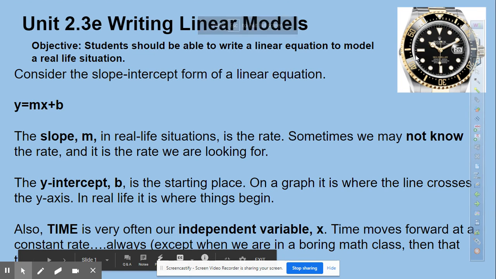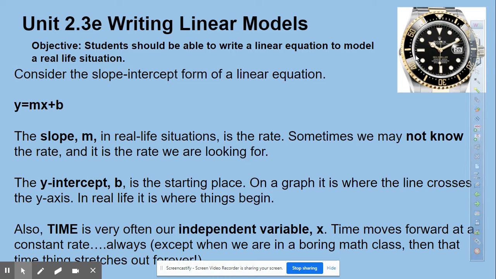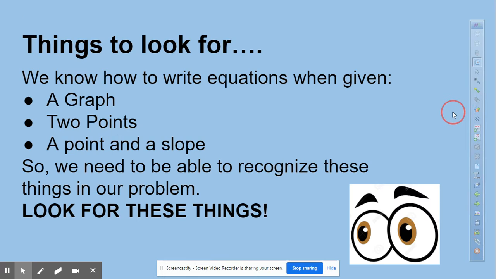All right, Unit 2.3e, writing linear models. The objective is that you should be able to write a linear model or an equation to represent a real life situation. And in algebra and in math, when we say a linear model, the word model means equation. So it's important that you know that.